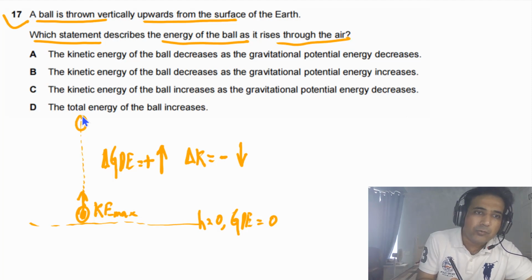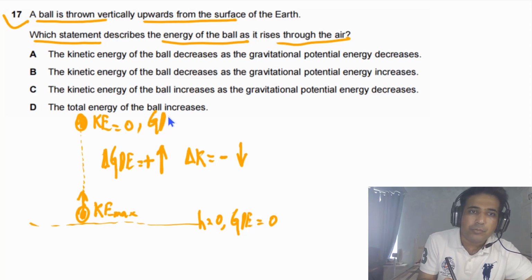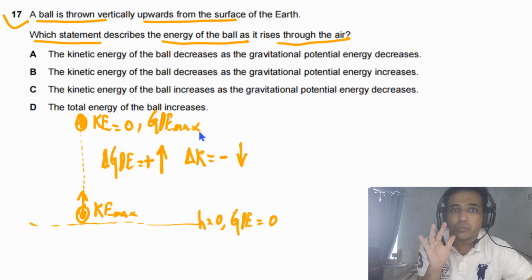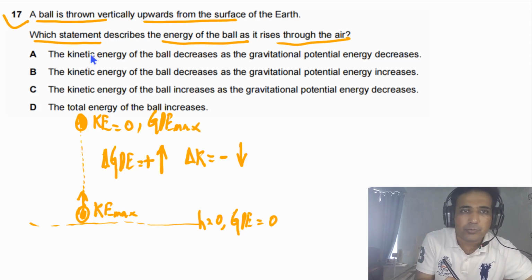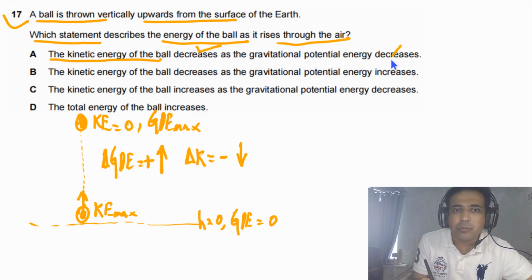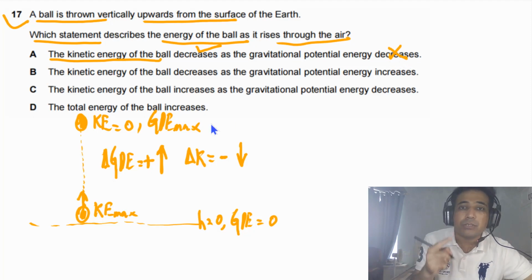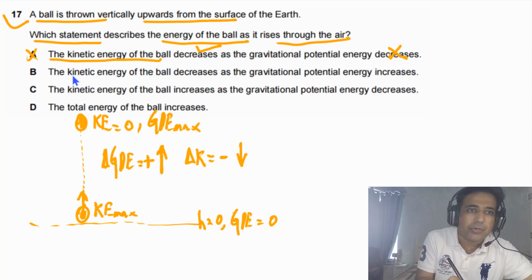And when the ball reaches the maximum height, the kinetic energy of the ball will be equal to 0, and the GPE of the ball will be maximum. So these are the points we need to understand. Now if you look at the given options, the kinetic energy of the ball decreases. This is true. Potential energy of the ball decreases? No. Potential energy increases, so this is incorrect.